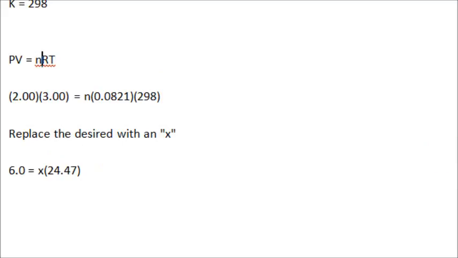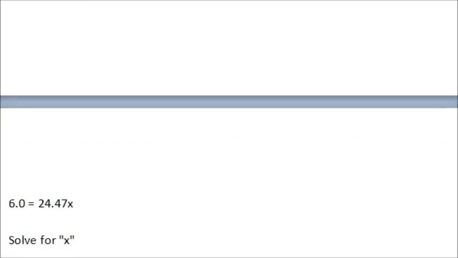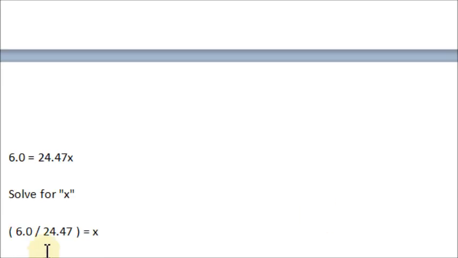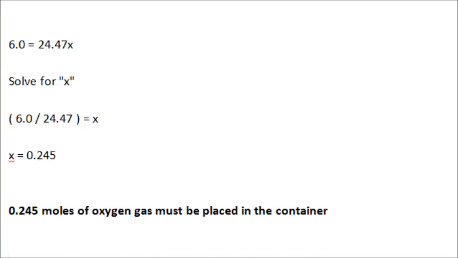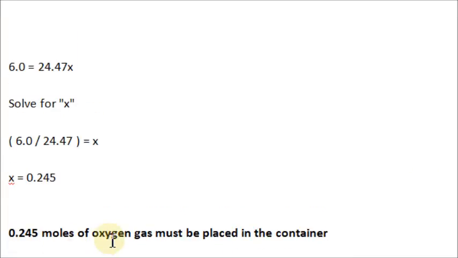So if you do a little rearranging, 6 equals 24.47x. Now you just solve for x by dividing. 6 divided by 24.47 equals x. x equals 0.245. And thus, 0.245 moles of oxygen gas must be placed in the container. That's it. That's how you do it.